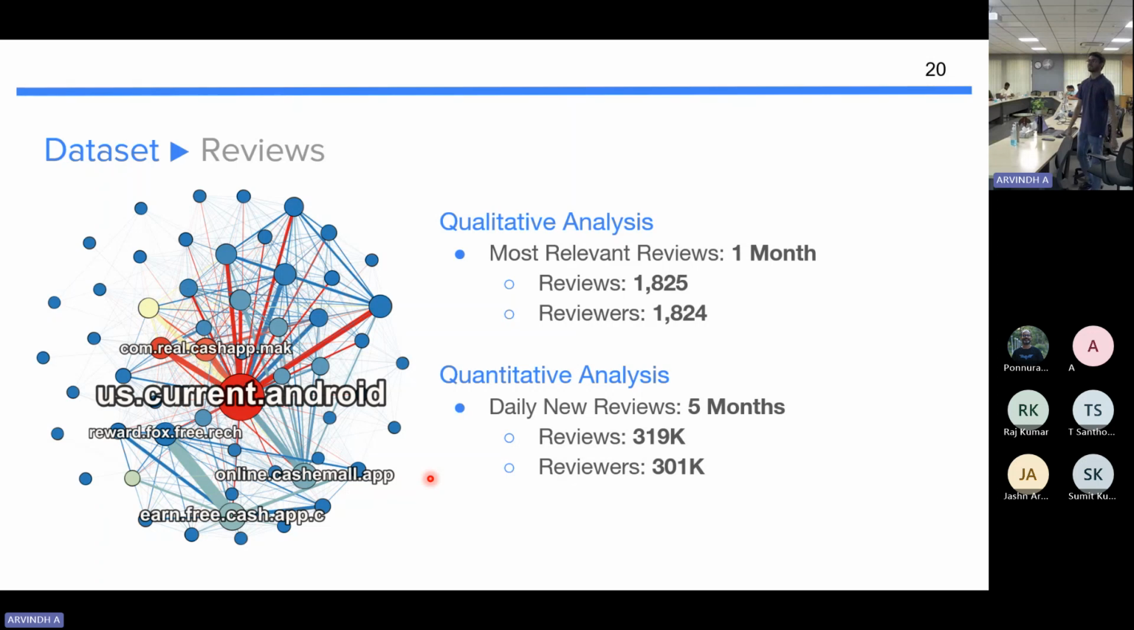For quantitative analysis, we create a much larger data set. We collect all the reviews that these apps have incurred for a period of 5 months. This results in 320 reviews, which has 301K unique reviewers. So, you see the app interaction graph there. Essentially, each node is an app, and the edge weight is proportional to the number of reviewers they have in common. So, you see the pretty basic numbers.